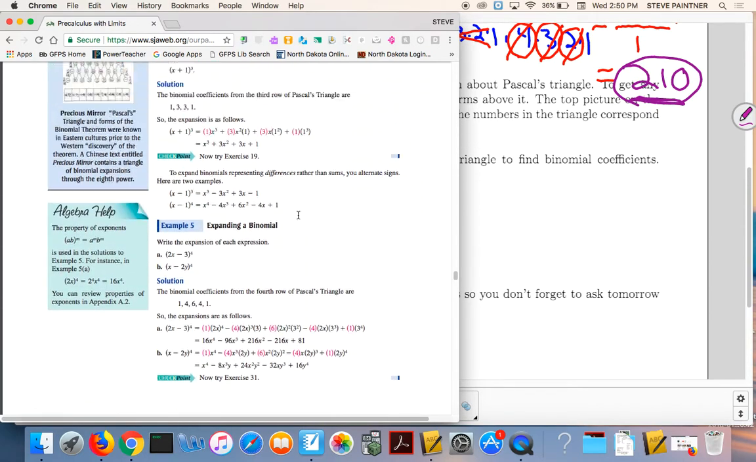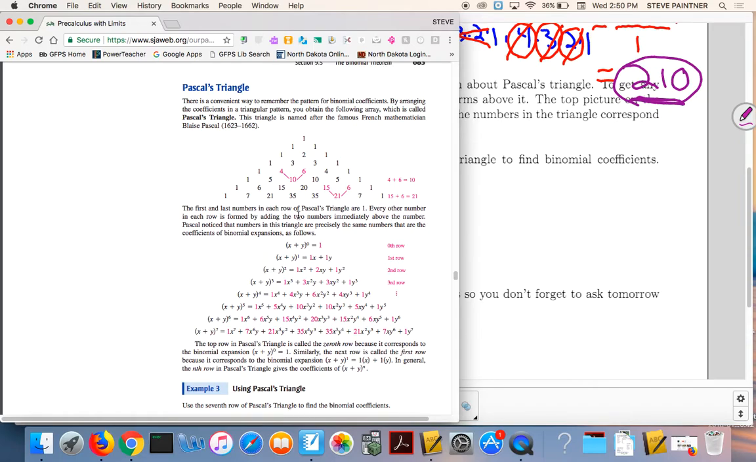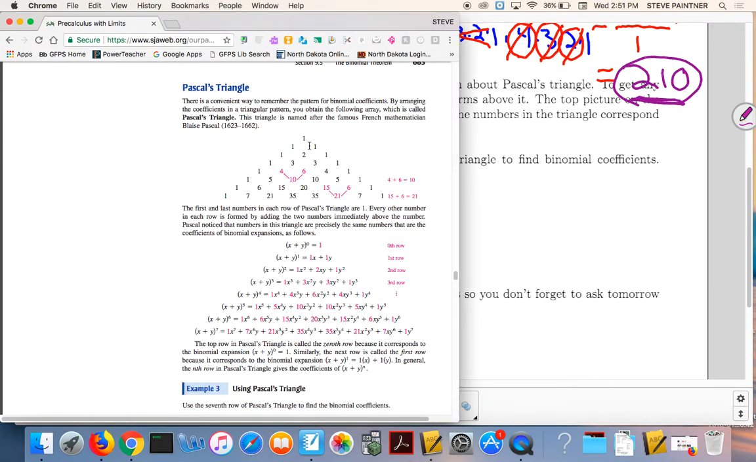Let's see, gotta go back a couple pages. Okay, here we are. So if we want to find the 6 choose 5 spot, what we need to do is first find the 6th row in Pascal's triangle. If we start up at the top, that first row up there is actually the 0th row. So we start here, this is the 0th row, first row, second row, third row, fourth row, fifth row, sixth row. So right here is our 6th row.